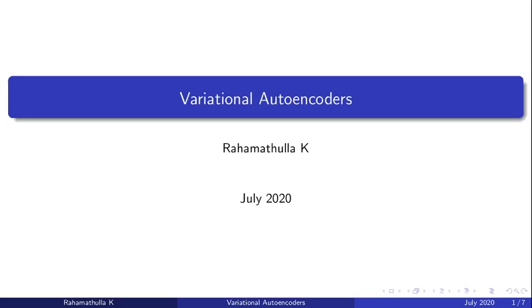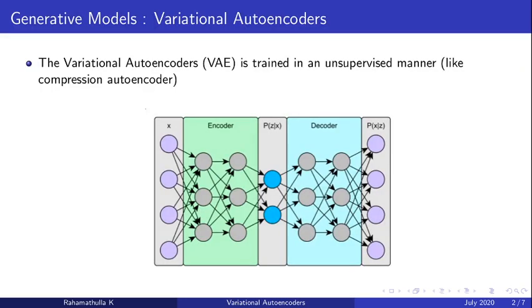So our next topic is variational autoencoders. As we have seen in the previous video, this is a generative model, or this can be used for generating realistic data, which looks like your input data. So variational autoencoders are trained in an unsupervised manner, like compression autoencoders.